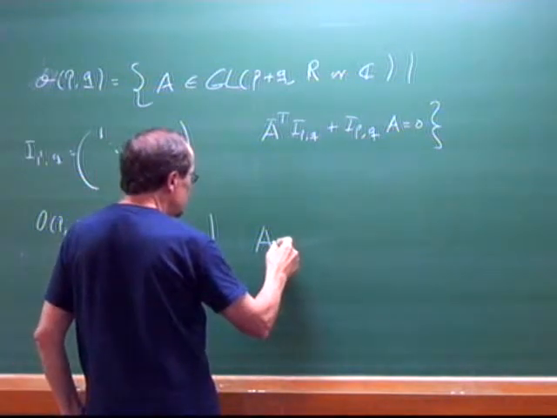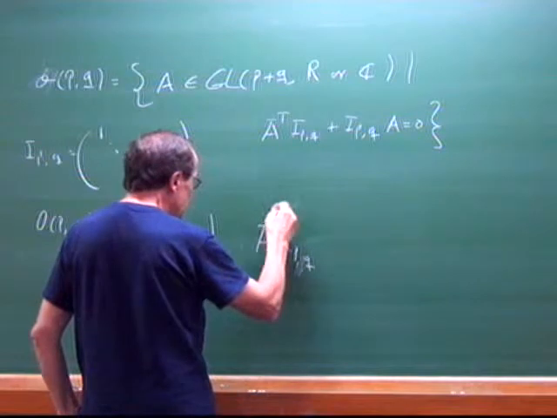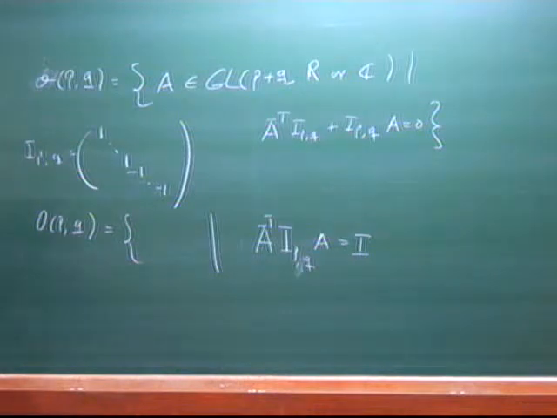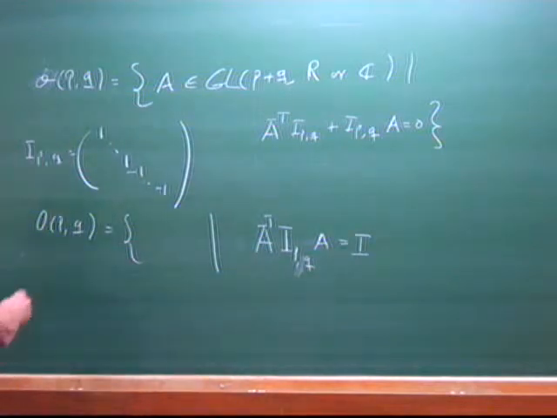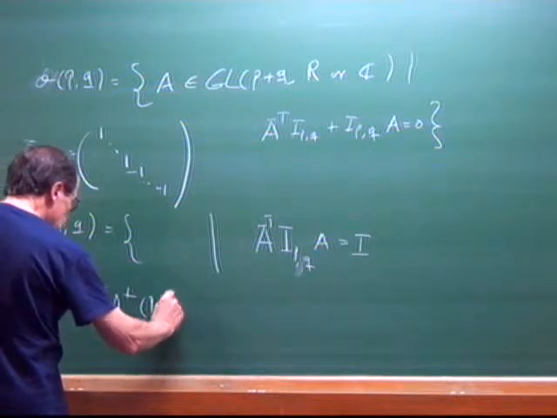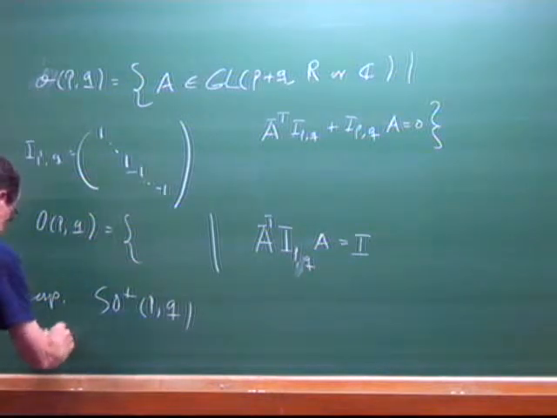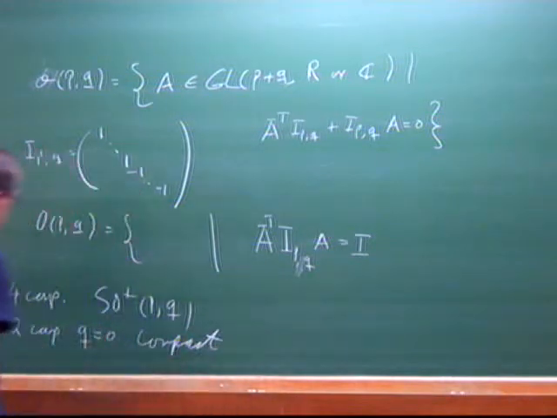A-bar transpose I_pq A equals I_pq. Is that how I wrote it down? I think so. So then we proved various things, for example that it had 4 components, and SO+(p,q) was the identity component. 2 components if q is equal to 0, in which case it was compact, otherwise non-compact.